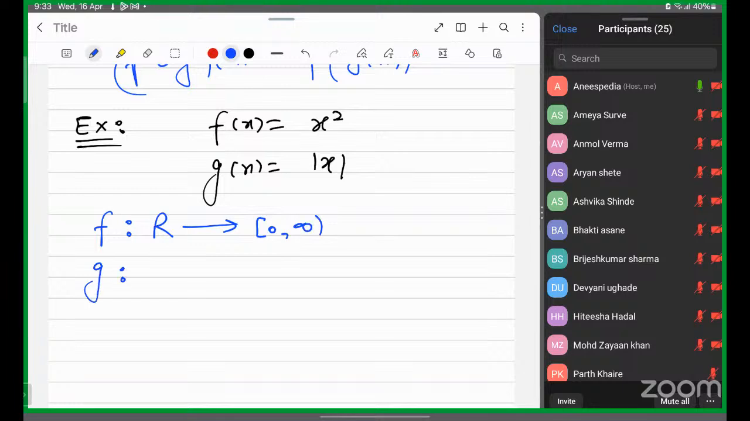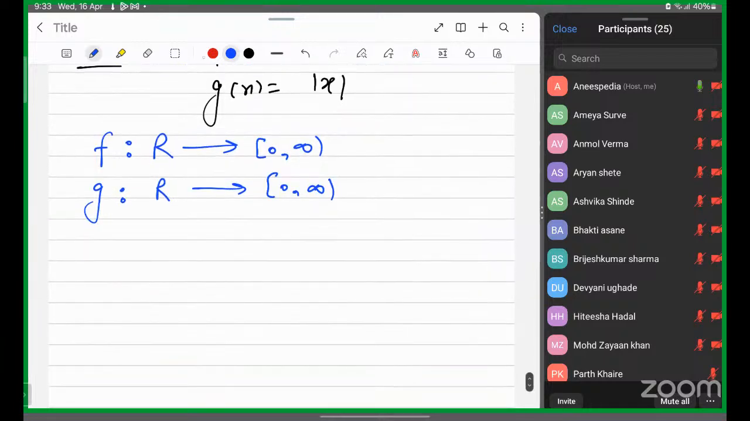Another function g is mod x, which can take any real value r, and it will give output as 0 to infinity. Now the question is, can I compose f and g? Since the range of f is a subset of the domain of g, which implies that composition is possible.